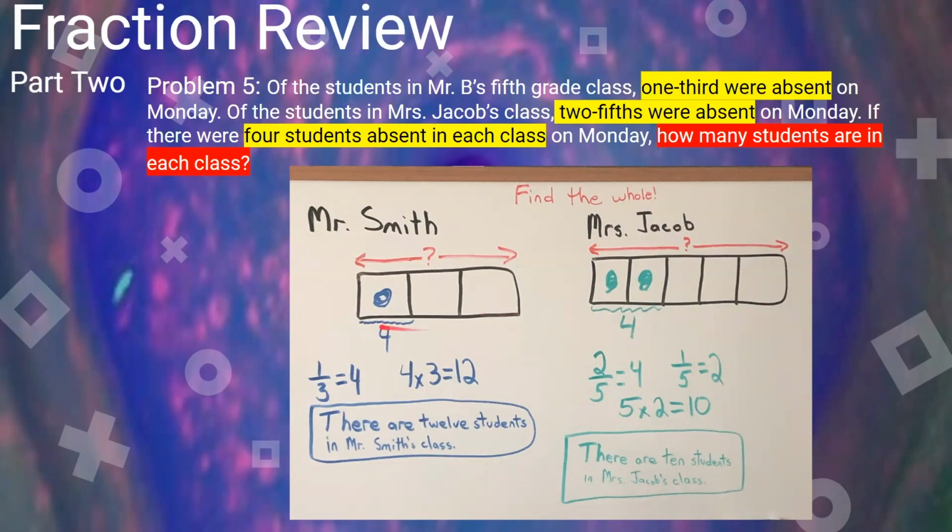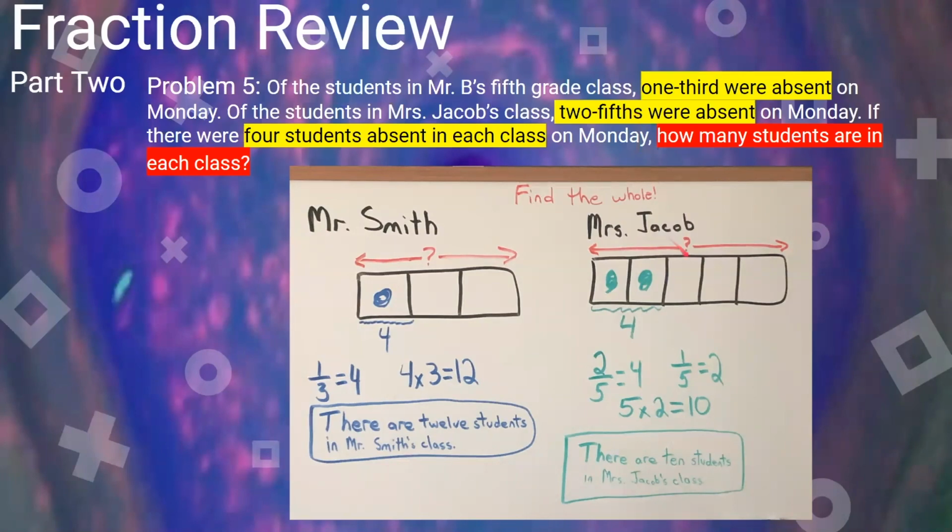So we know if we draw a tape diagram, we can break it into thirds, 1, 2, 3. We don't know the whole, but we do know that 4 students were absent in each class. So if we count the absences, we should be able to figure out the whole. So 1/3 of the students is equivalent to 4. So 4 multiplied by 3 would give us 12, right? We have 4, 8, 12. Or 4 plus 4 plus 4, or 4 times 3, is equivalent to 12. So there are 12 students in Mr. Smith's class.